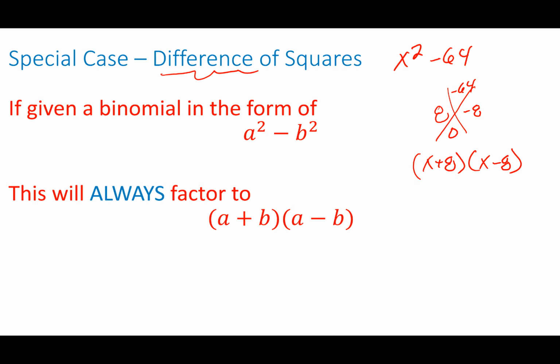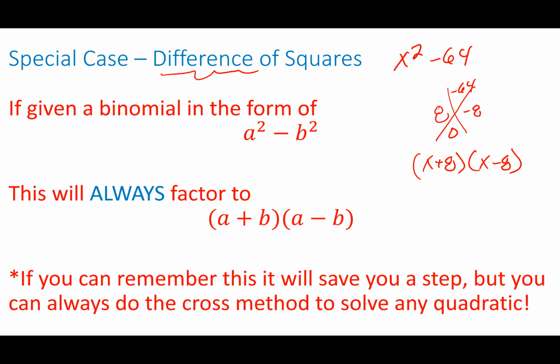If you don't remember this property with difference of squares, you're fine. You can still do the cross method. You'll still get to the right answer. This provides a little efficiency. If you recognize something right away is a difference of squares, you can simply jump right ahead and say it's going to be a plus b, a minus b, every single time. If you can remember this, it will save you a step, but you can always do that cross method to solve any quadratic.